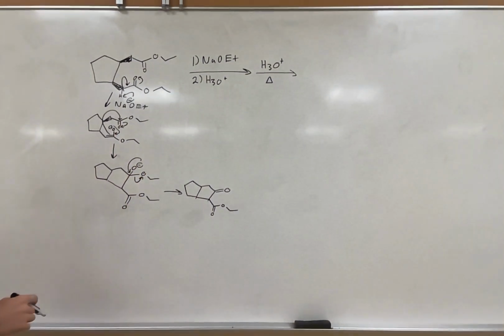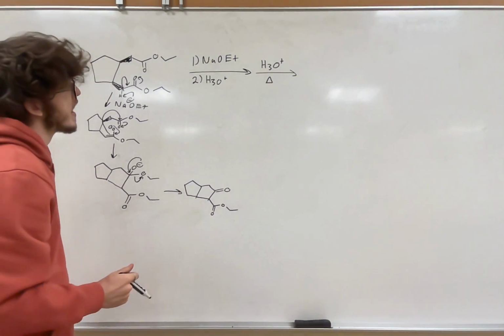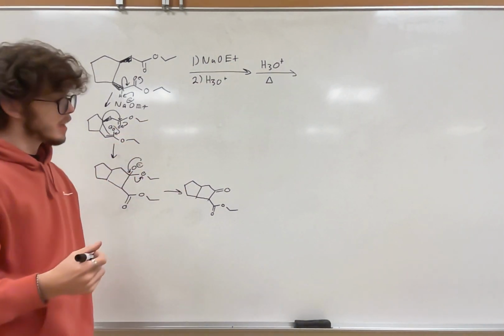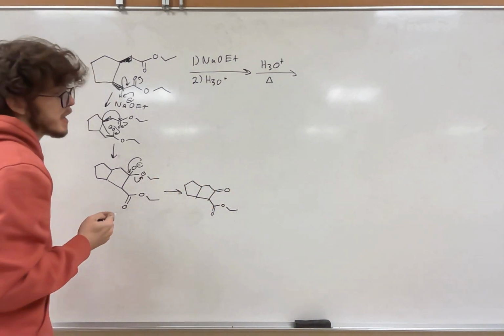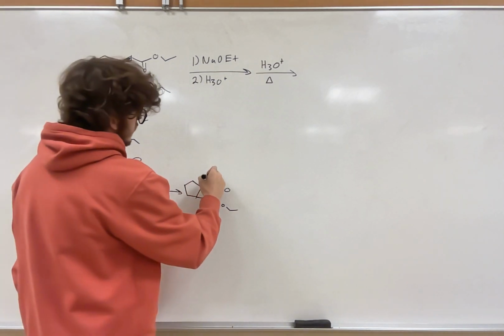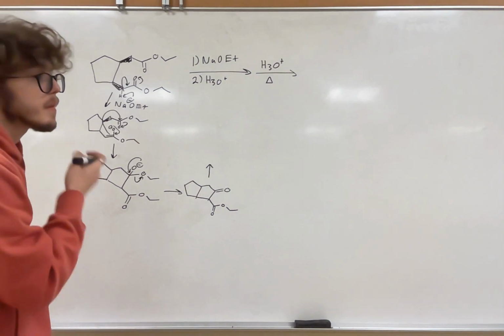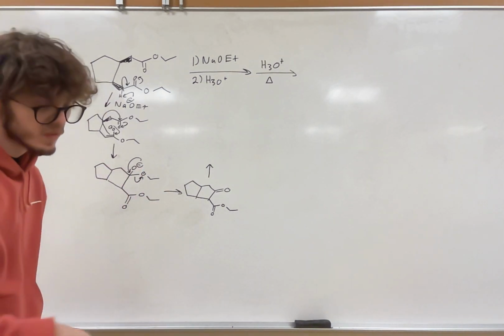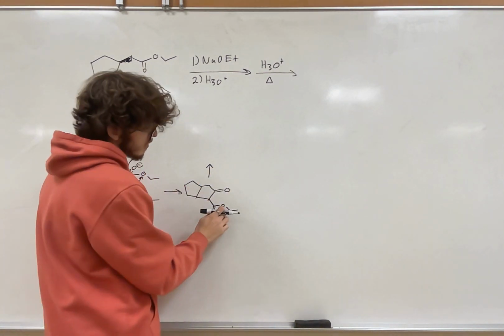Okay, so we have this ring here, and now we have H3O+. How does H3O+ react with heat? Well, we know that's beta decarboxylation. Basically, we're going to remove a CO2, but first we have to get rid of, if you remember from the carboxylic acid chemistry, if we have an ester, we use H3O+ and acid. That's going to get rid of that there.